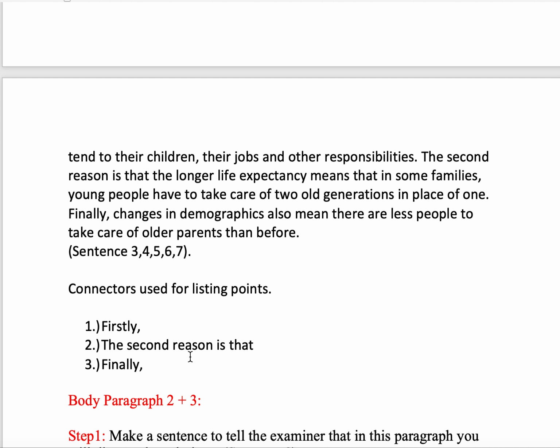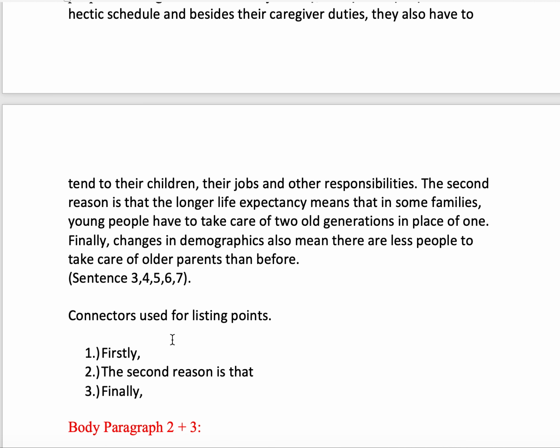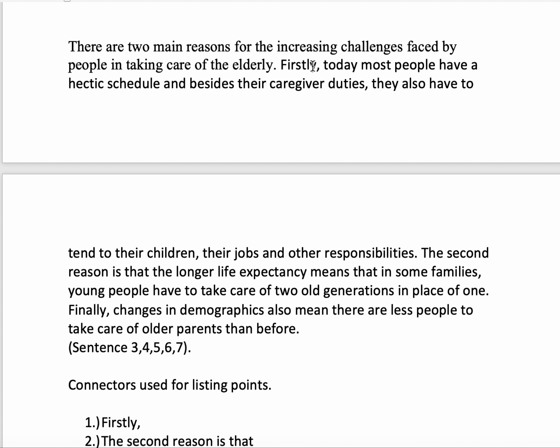Now, when we'll make the body paragraph 2 and 3, we'll take care that we use different connectors. That is why I've pointed out the connectors here. You can see here I've written firstly. Okay, then I've written finally, and then in between I've written the second reason is that. So these are the connectors.